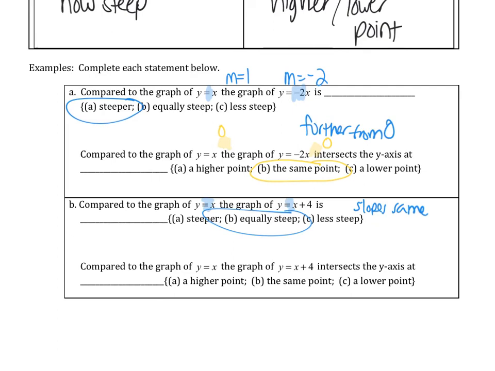The next question, the second question, always asks you about the y-intercept. Notice here that there is a change in the y-intercept. This y-intercept is 0, and this y-intercept is 4. So did it intersect the y-axis at a higher point or a lower point? Well, 4 is greater than 0, so we know that it intersected the y-axis at a higher point. Okay, this one takes a little bit of practice, so take your time with these and look back on your notes to try to figure these ones out.